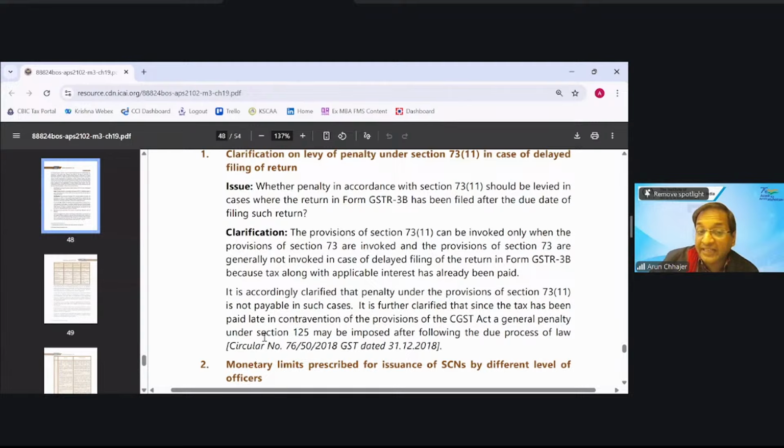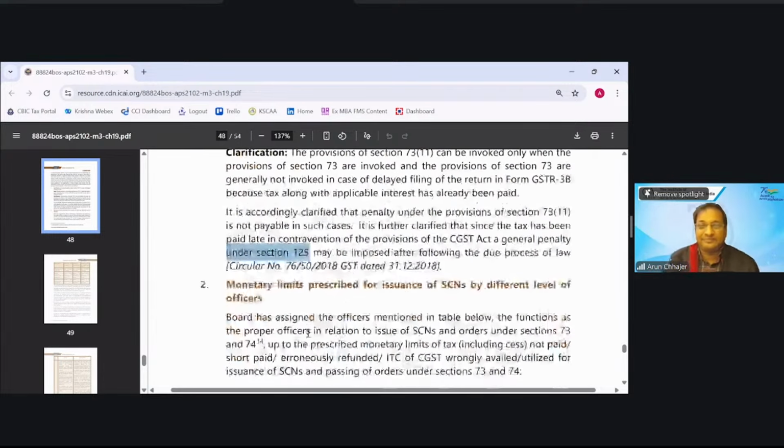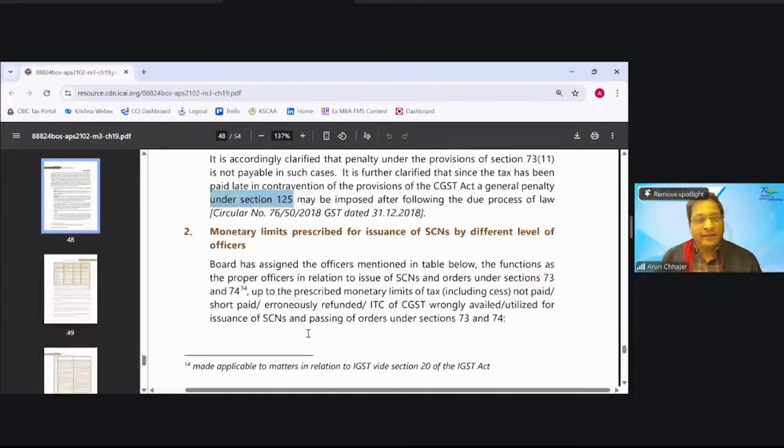हाउएवर उन्होंने क्या ऐड कर दिया लास्ट में? द जनरल पेनल्टी कैन बी लेविड. तो what happened after the circular has clarified one thing कि 73 तो इंपोज नहीं होगा. तो उन्होंने एक तो क्लैरिफिकेशन देके ट्रेड को सपोर्ट कर दिया, बट जैसे ही उन्होंने वर्ड 125 ऐड किया ना, तो जनरल पेनल्टी लेवी होना स्टार्ट हो गई. द जनरल पेनल्टी वाज स्टार्टेड बीइंग लेविड. ठीक है, ये वाली बात क्लियर हुई.